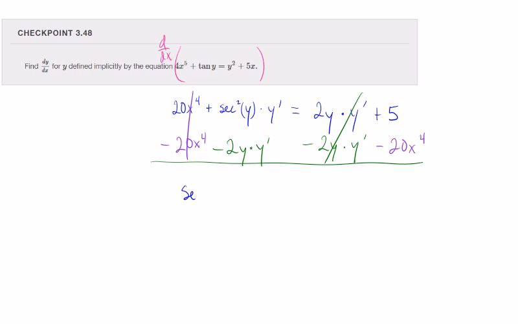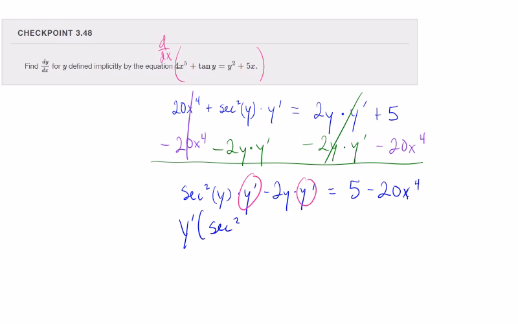And so we'll get secant squared y times y prime minus 2y times y prime equals, and on the other side we'll get 5 minus 20x to the 4th. You could also write negative 20x to the 4th plus 5. Either way is fine, of course. Now I want to factor out this y prime. So I'll get y prime times (secant squared y minus 2y) equals 5 minus 20x to the 4th.